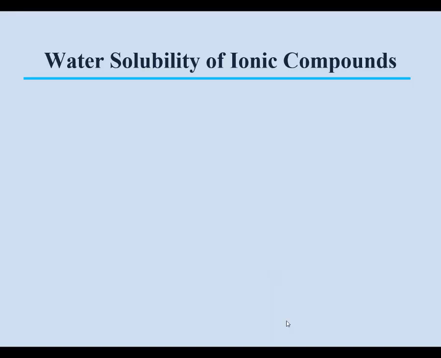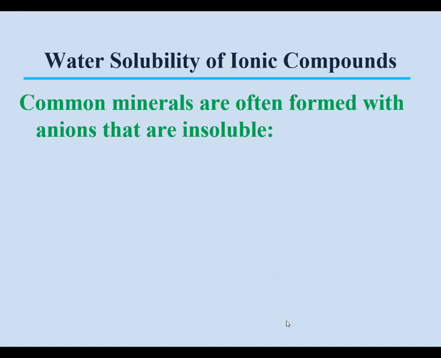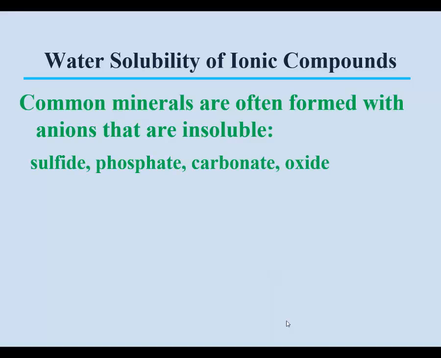However, when you start looking at the minerals around you, the minerals around you are also made up of ionic compounds, but usually these minerals are fairly insoluble and they don't dissolve readily, for example, when it rains. These types of minerals are made up from anions present with cations that produce insoluble compounds. Now, the most common types of anions that will produce insoluble compounds found in the minerals and the rocks around us would be sulfides, so metal sulfides, metal phosphates, metal carbonates, and metal oxides.